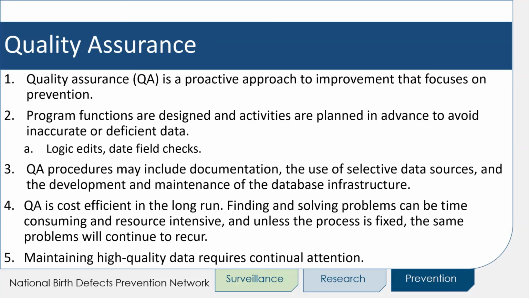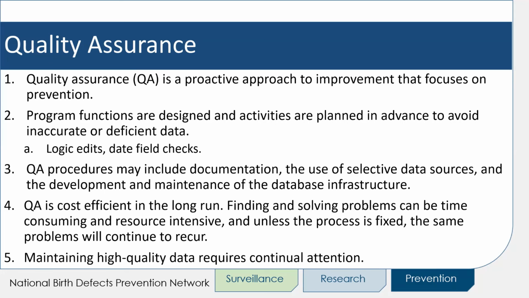Quality assurance. Quality assurance, or QA, is a proactive approach to improvement that focuses on prevention. As in many areas of life, prevention is preferred instead of having to identify and repair a problem. Program functions are designed and activities are planned in advance to avoid inaccurate or deficient data. Some examples of program functions include logic edits and date field checks.